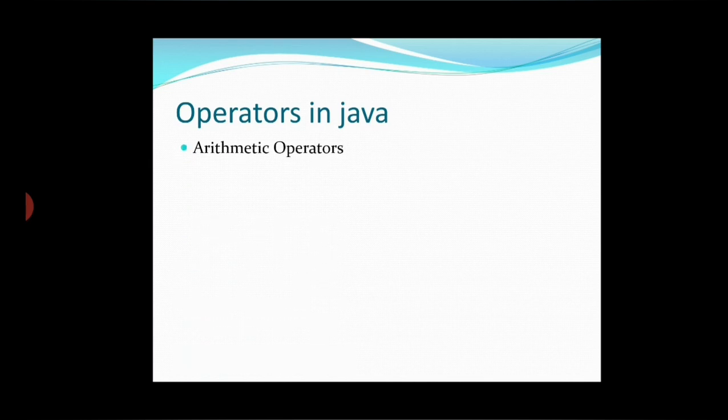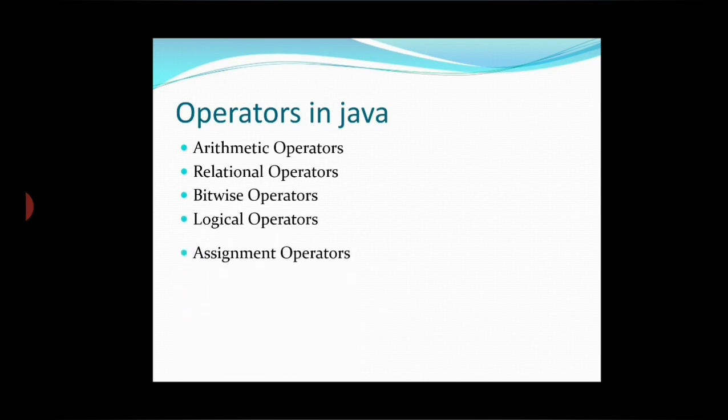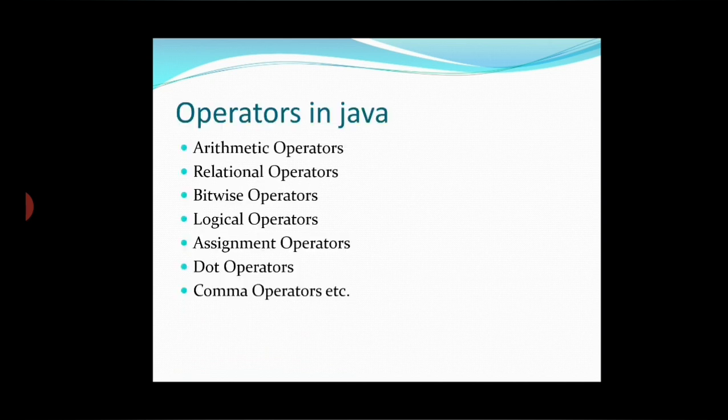So we should move forward with another topic, that is operators in Java. Arithmetic operators, relational operators, bitwise operators, logical operators, assignment which assigns the value, dot operators, comma operators. These were the operators in Java. We have already studied them in various languages, but now we are going to use them in the programs of Java.